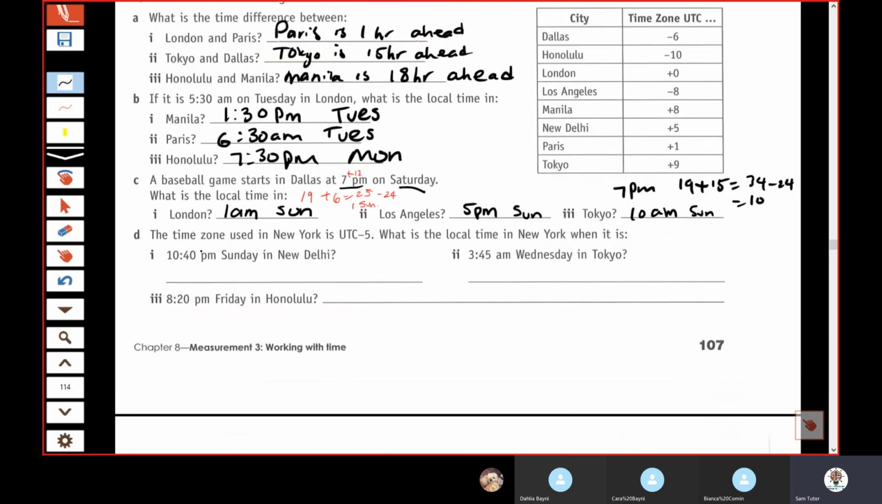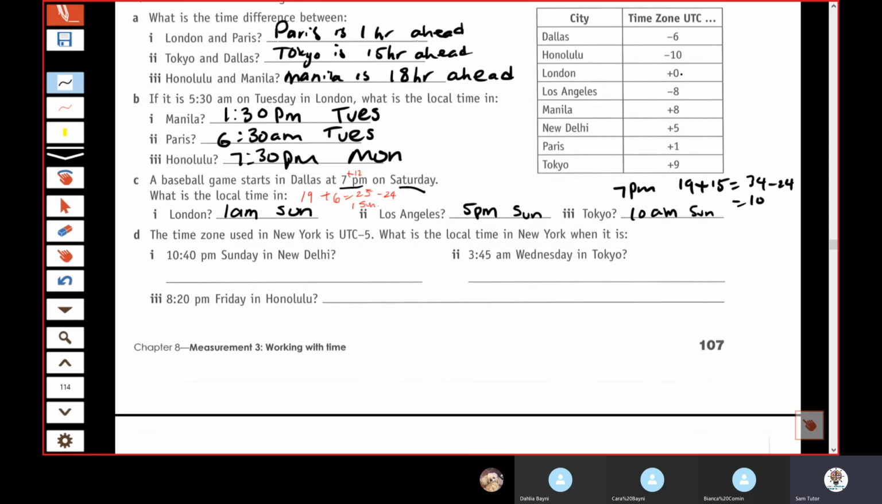Last one. The time zone used in New York is UTC takeaway 5. You guys have probably seen this when you put your time on your phones and you're trying to set it. It just means at UTC you take away 5 hours. So it's 5 hours behind the UTC level, which is 5 hours behind London, in other words. What is the local time in New York when it is 10:40 Sunday in New Delhi?